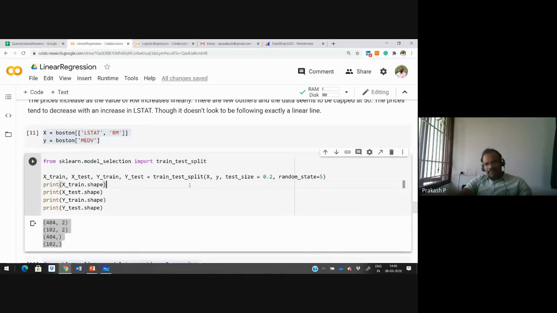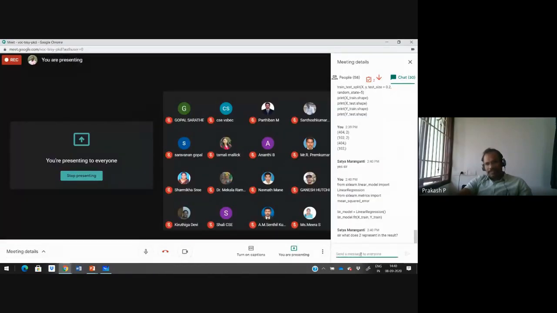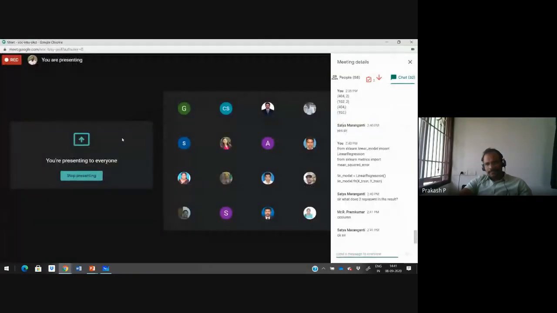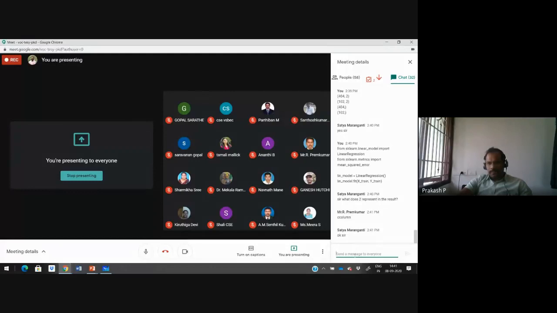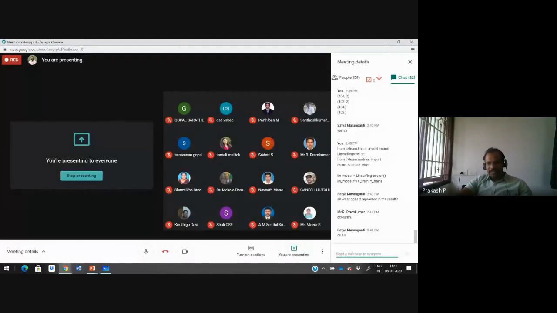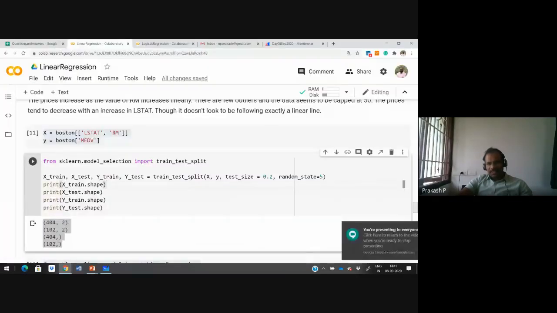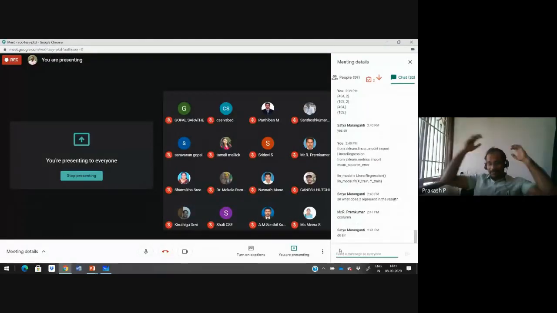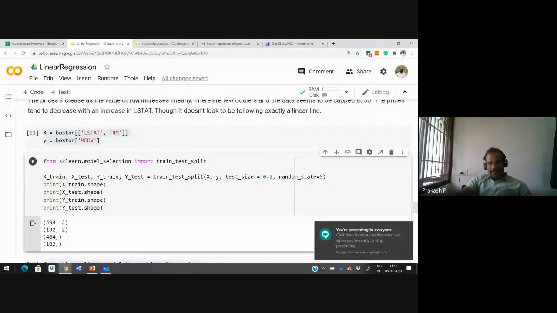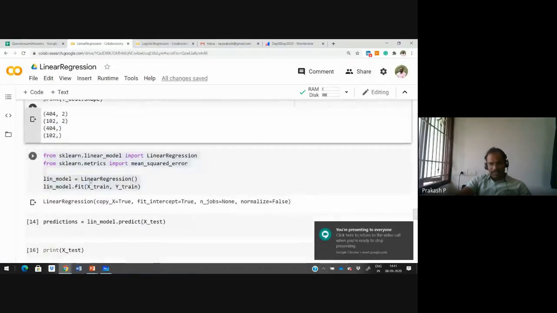Two columns, ma'am. 404 rows, 2 columns. We have chosen LSTAT and RM, right? Okay. This y has only one column, because we have split it out as the target. Whenever you are applying a machine learning model, finally you need to check using the shape. If the shape doesn't match, it won't work.